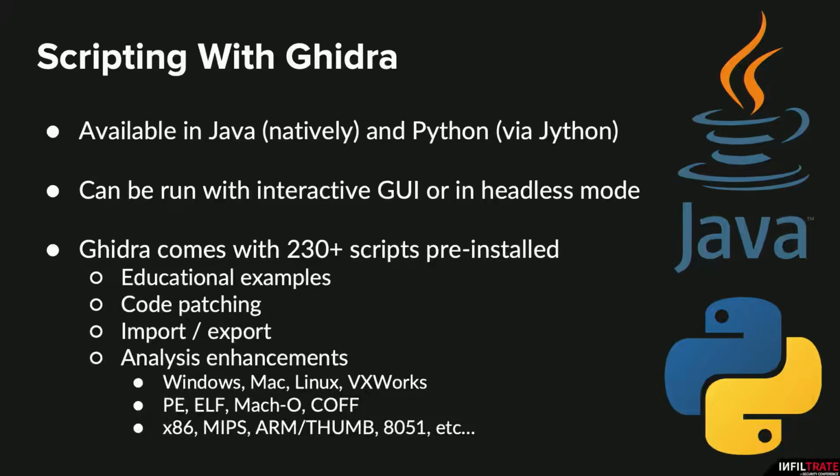It comes with, I think, currently 238 scripts already included. These include simple educational examples, things for code patching, importing and exporting custom binary formats, and also a variety of analysis enhancements. In particular, I was very impressed with the VxWorks analysis enhancements included with the tool. The first release of Ghidra had around 230 scripts, and the latest one is 238. They seem to be pushing more scripts with the subsequent versions that they're releasing.